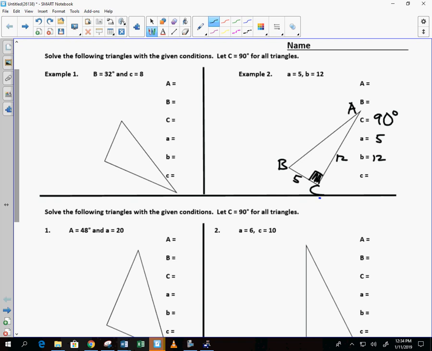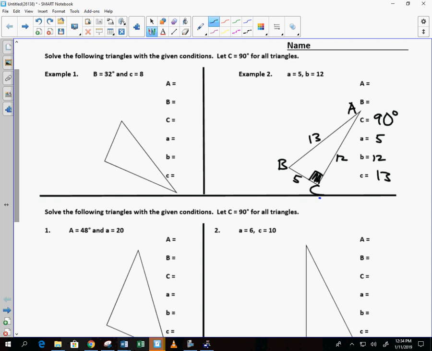Which one's super easy to figure out? C. How do I figure out C? Pythagorean theorem. Fortunately, this is a Pythagorean triple, isn't it? 13. That's the one you were thinking of, 8, 15, 17. Oh, you were thinking 7, 24, and 25. That's all right. So here we go. We've got 5, 12, and 13. We've got C is 90 degrees. I need to find A or B. You have to choose whether you want to find A or B.